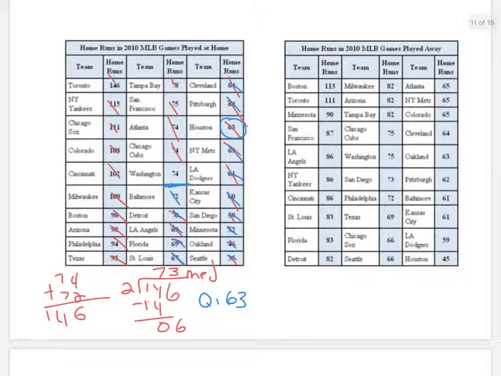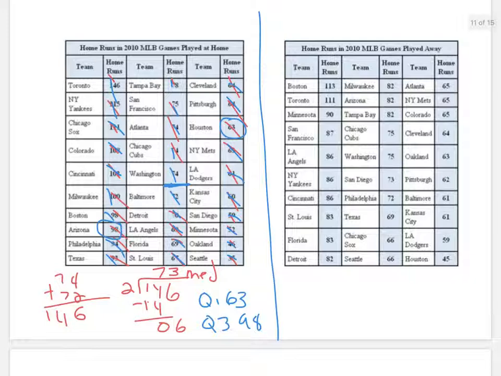I want to do the same thing for the upper half of data. Because 74 is above the 73 median, we use that as well. So I'm going to cross off one from the high end and one from the low end. It looks like our median there is 98. So our Q3 is 98.